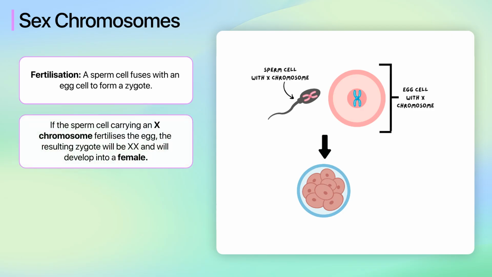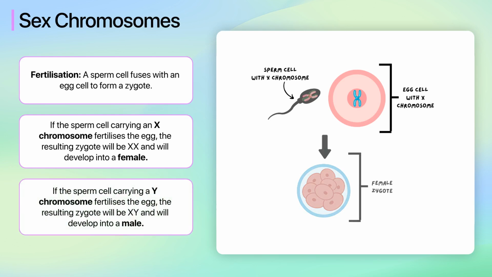If the sperm cell carrying an X chromosome fertilizes the egg, the resulting zygote will be XX and will develop into a female. Conversely, if the sperm cell carrying a Y chromosome fertilizes the egg, the resulting zygote will be XY and will develop into a male. Therefore, the sex of the offspring is determined by whether the fertilizing sperm carries an X or a Y chromosome.